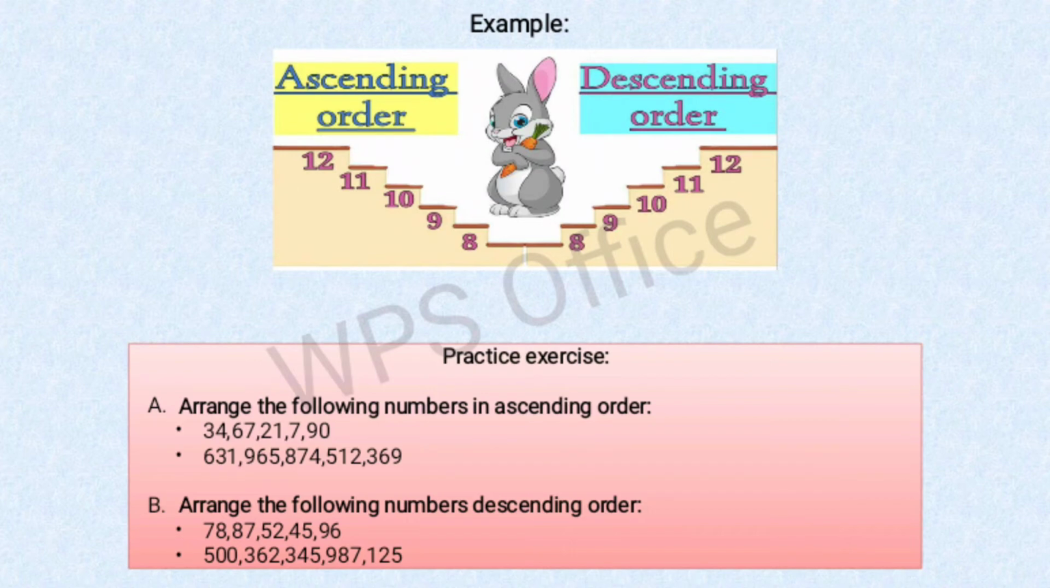Now let's arrange the following numbers into descending order. 78, 87, 52, 45, 96. What will be the correct descending order? Remember, you have to place the highest number or the greatest number first.